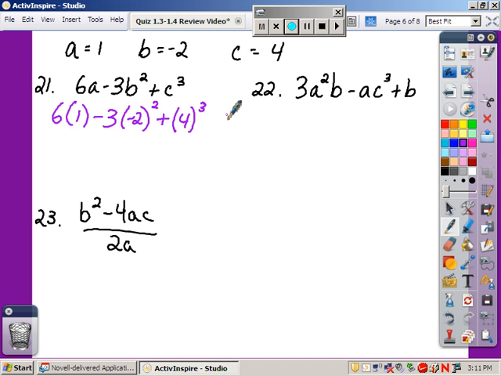4 cubed, that's 4 times 4 times 4. That's going to give me 16 times 4, which is 64. Negative 2 squared is positive 4, times negative 3 is negative 12. 6 times 1 is 6. I'm just going to put all that together. What I really see is positive 6, positive 64, that's 70, minus 12 gives me a grand total of 58. We'll do the exact same thing over here with this one.